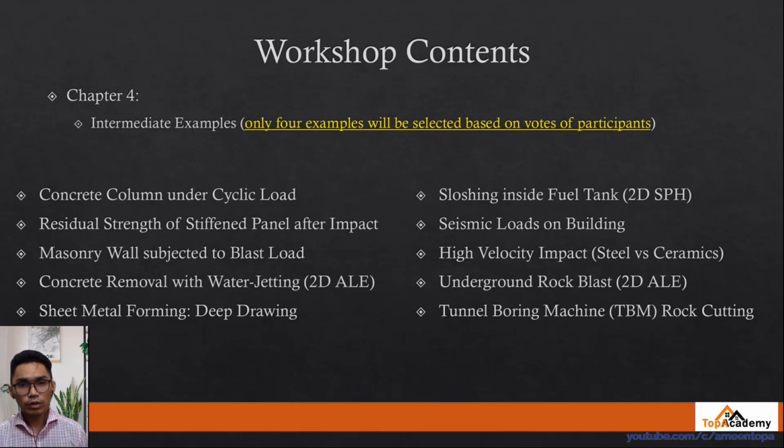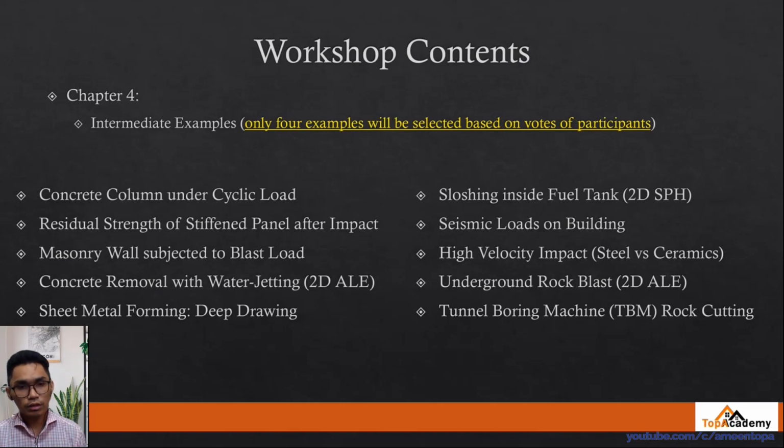We have the first here, I will read it out. We have the concrete column under cyclic load. The second example, we have the stiffened panel under impact, and then we will do the residual strength analysis of the same structure. Example 3, we have masonry wall subjected to a blast load. You might be familiar with the blast load on a concrete wall, but here we will have a masonry wall subjected to blast load. And the fourth option is concrete removal with water jetting, high velocity water jetting, and it will be 2D analysis using the ALE method.